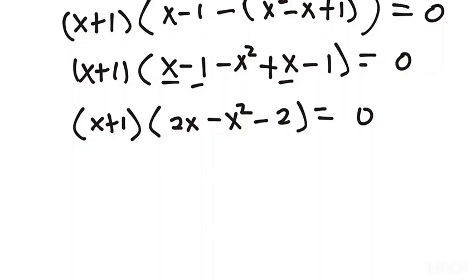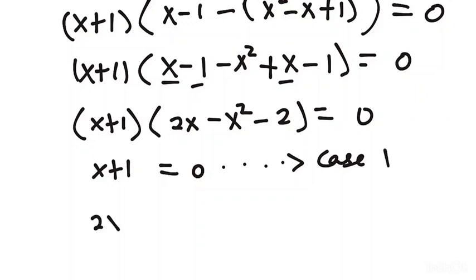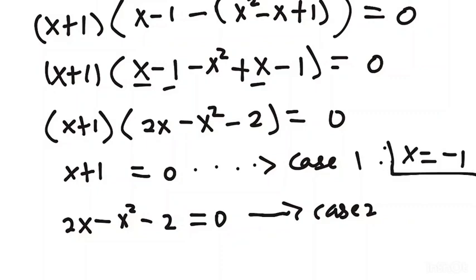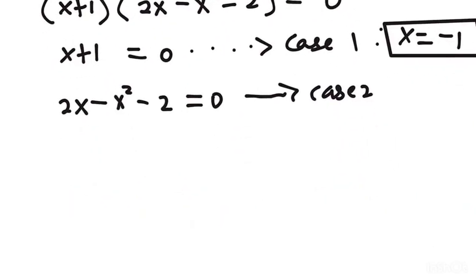So now here, we can have x plus 1 equals 0. That is case 1. And we have 2x minus x squared minus 2 equals 0. So this is case 2. Understood? From case 1 here, we can have our x to be minus 1 if you transpose 1 to the other side. Okay, so moving on to case 2, we can write this as making the coefficient of x squared positive.